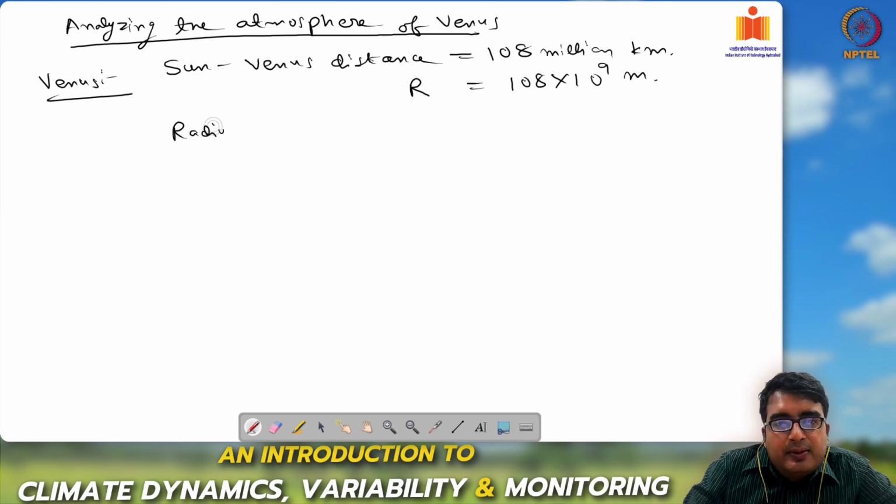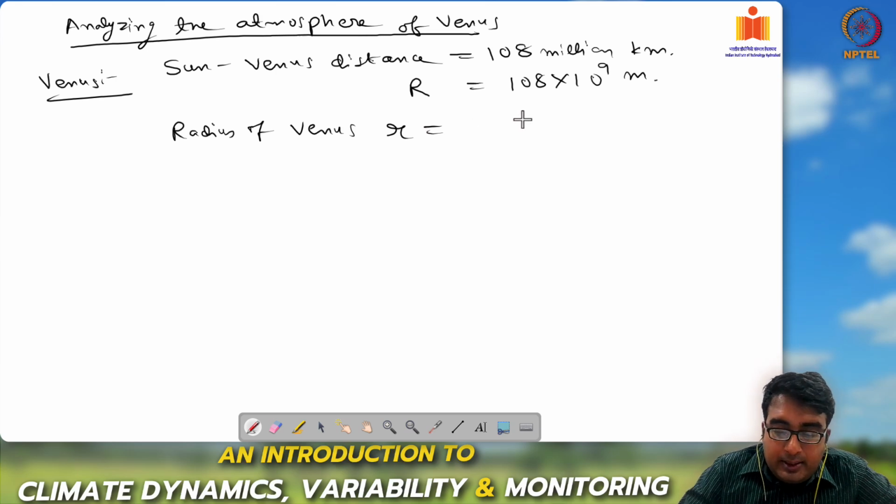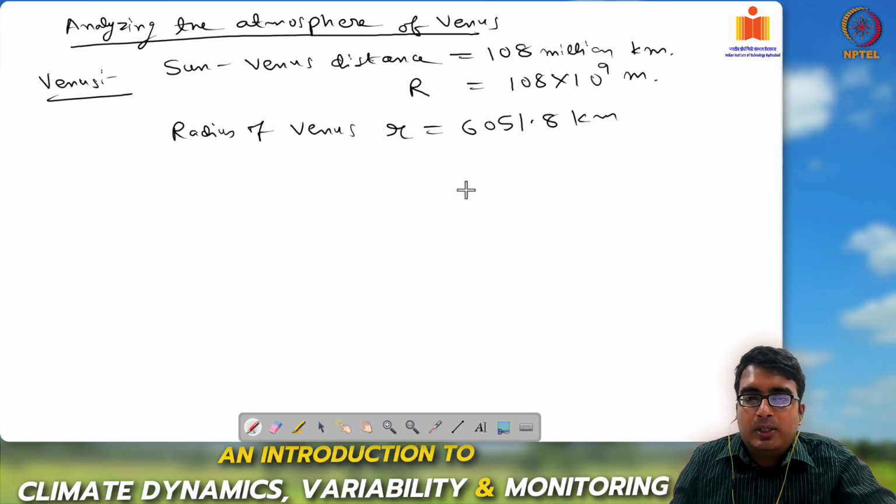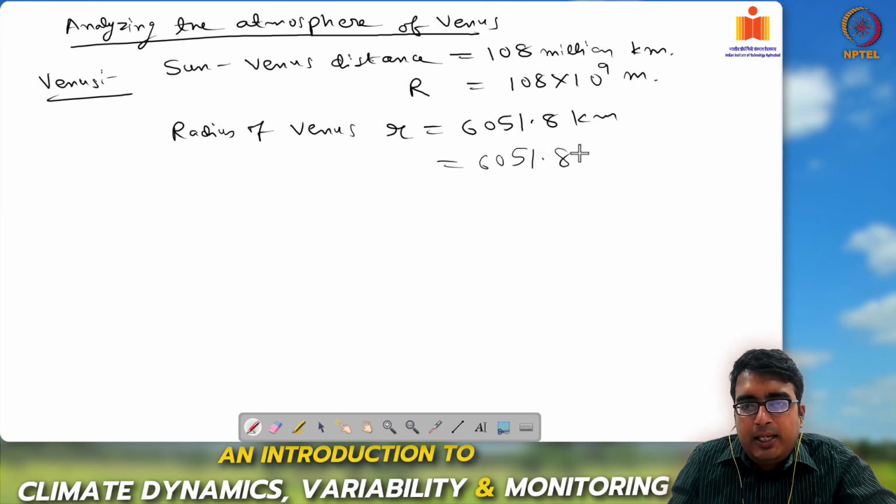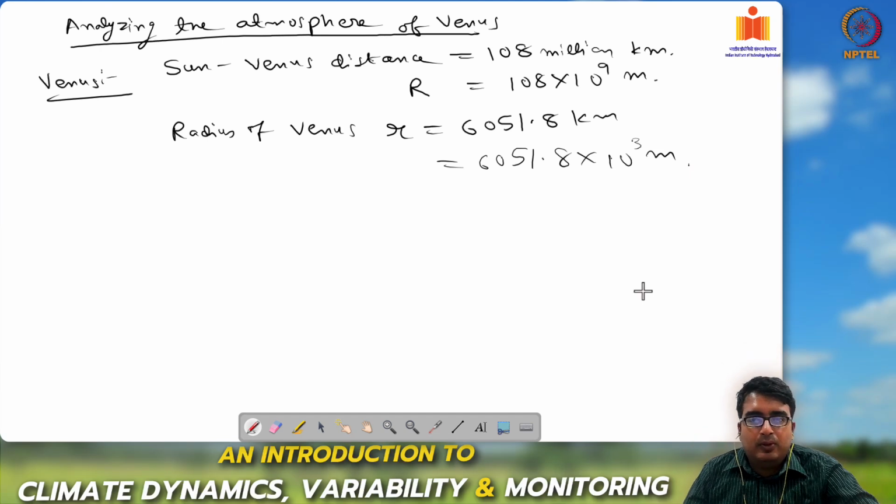Radius of Venus, let's call this small r, is 6051.8 kilometers, which is 6051.8 × 10^3 meters. Okay.